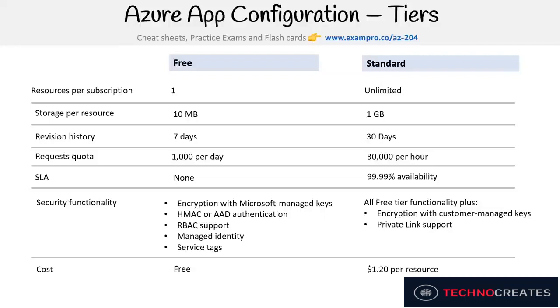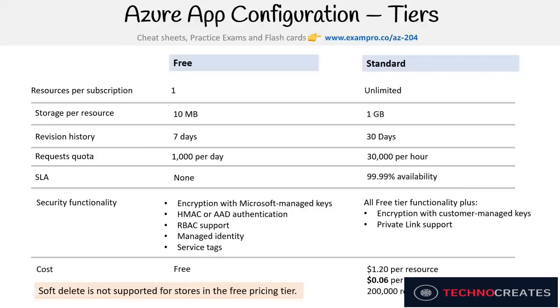And for standard, it's $120 per resource with 0.06 per 10,000 requests, with 200,000 requests included in a daily charge. So you might look at those requests and say, oh, that stacks up, but you get that 200,000 free daily. And soft delete is not supported in the free tier. Soft delete means I deleted something and I didn't actually want to delete it, so let's bring it back. It's like putting it in the trash can and then pulling it right back out. But there you go.